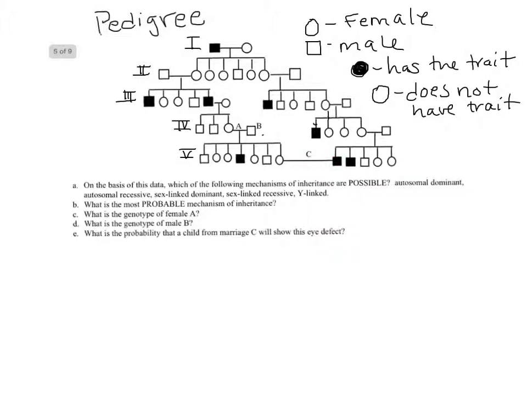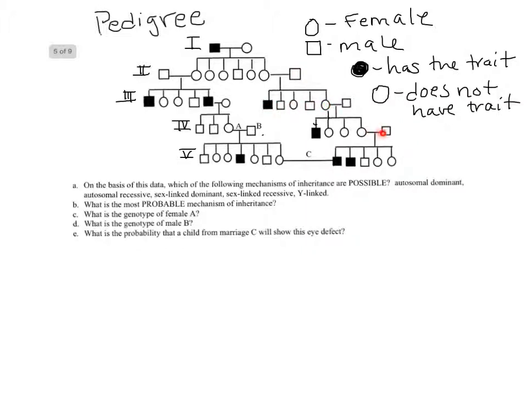For example, up here in generation 1, this male has the trait, this female does not have the trait. So they had 6 kids. 5 of them are girls and 1 boy. None of their children show the trait. And then one of their daughters married this man over here and had 5 children. Whereas this daughter over here married this man and they also had 5 children.